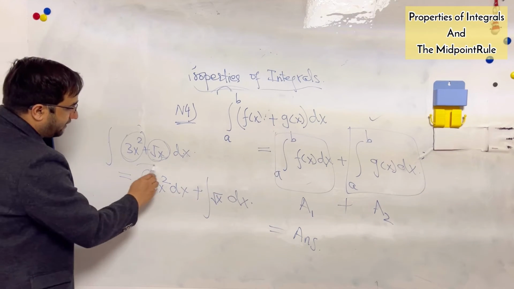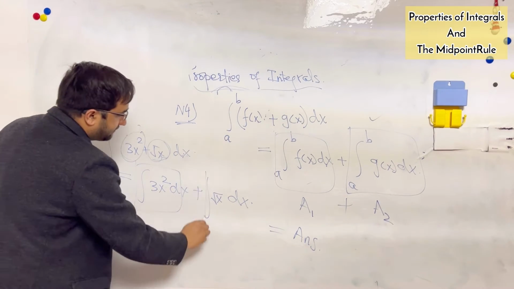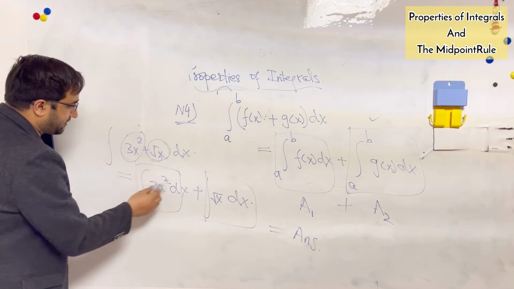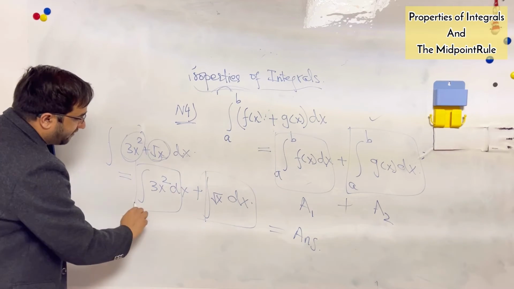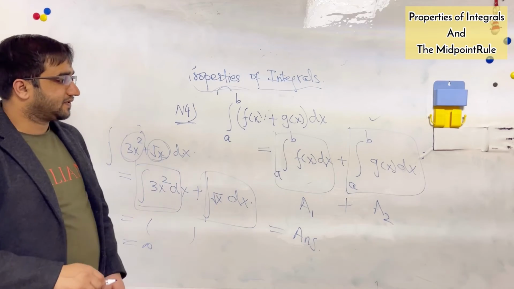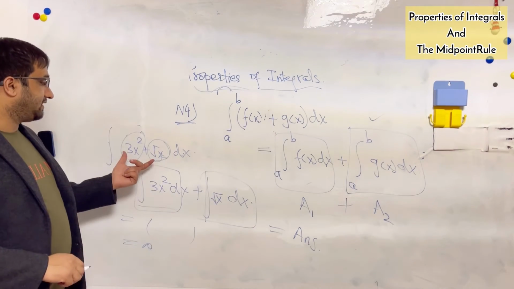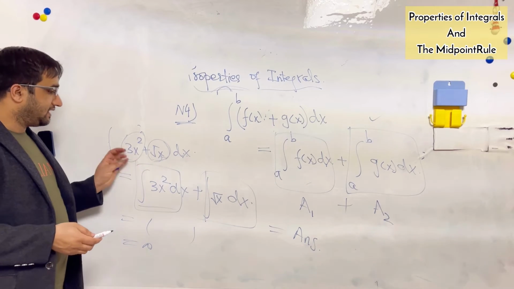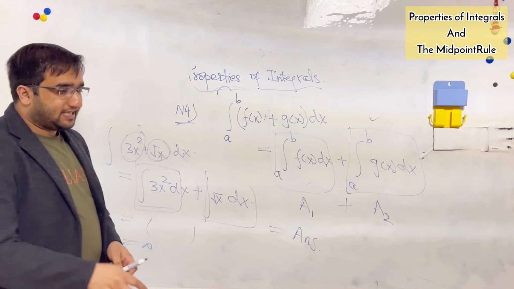Split them. Now solve this separately, using whatever process you know to solve. And then whatever the answers are, add them together. That is your result. So you can always do this. If you have a combination of 2 functions, 3 functions, 4 functions, split them one by one and then solve.